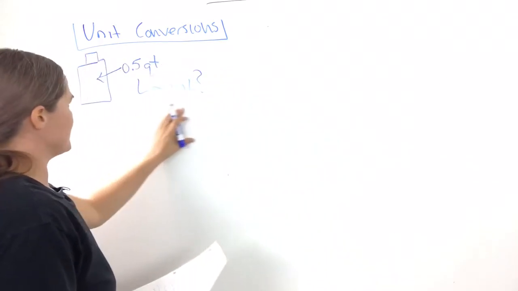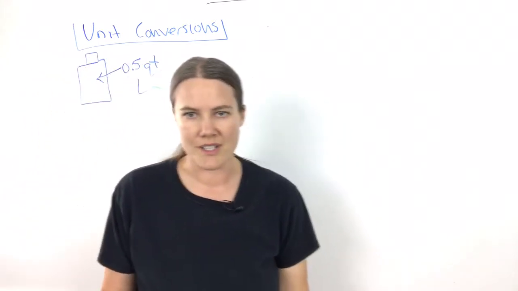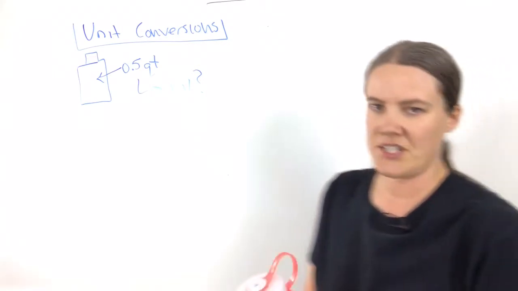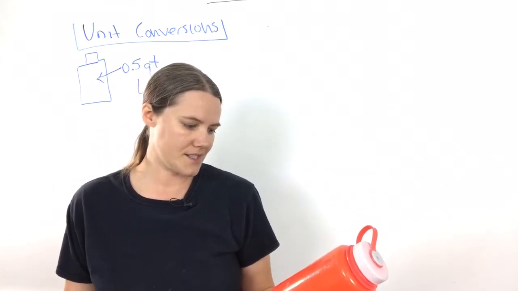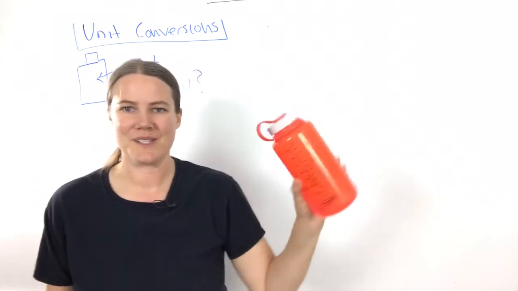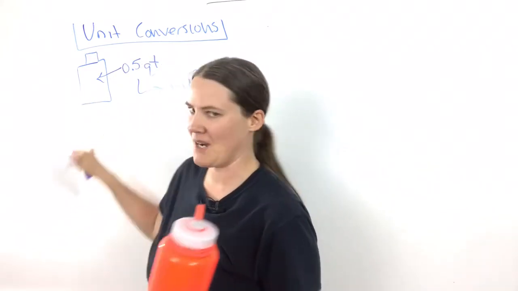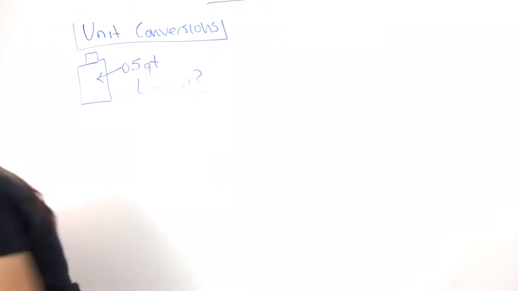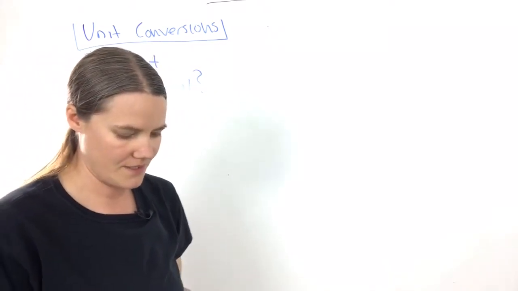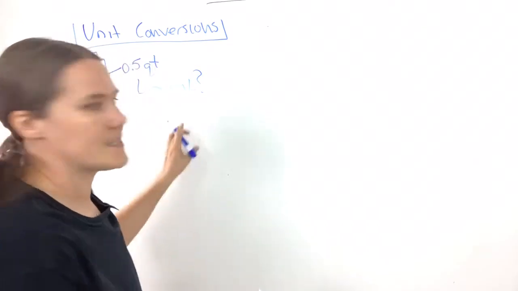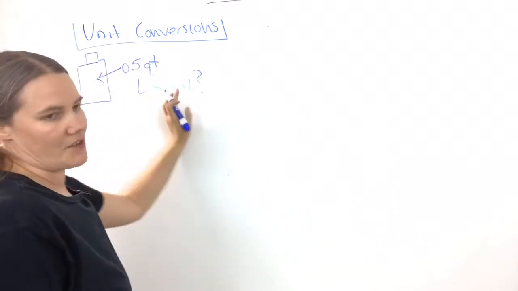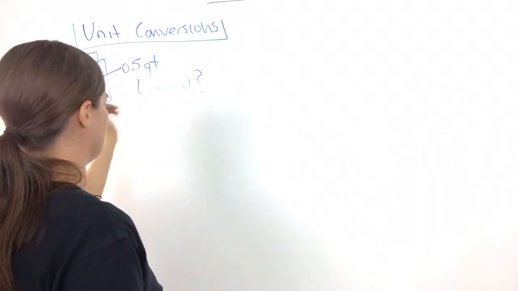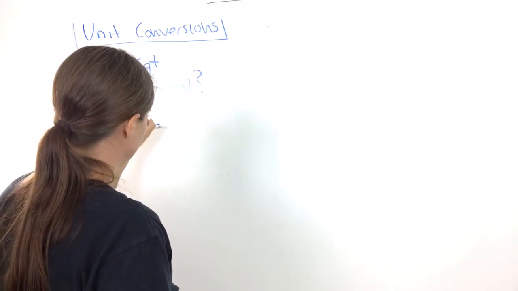So I know that a quart is approximately 1 liter. For instance, these Nalgene bottles that everybody carries around, this is 1 liter, and it's about 1 quart too. So what we're dealing with here is about half of one of these. Sometimes with these units, it can help to get a perspective of the size. So we're converting this to milliliters. What I always do first is write down the number that I'm going to convert. So I have 0.5 quart.